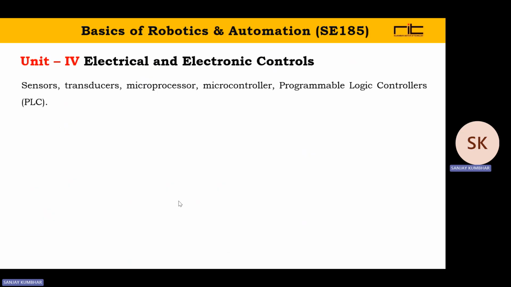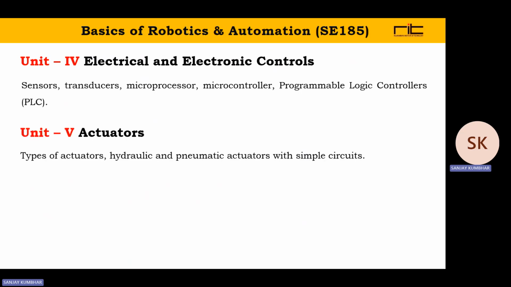Then fourth unit is electrical and electronic control, wherein we will see the sensors, transistors, microprocessor, microcontroller, and specifically PLCs, that is programmable logic controllers. Then fifth unit is dedicated to actuators, because robotics and automation requires various types of actuators like hydraulic and pneumatic. You will get oriented to these actuators.